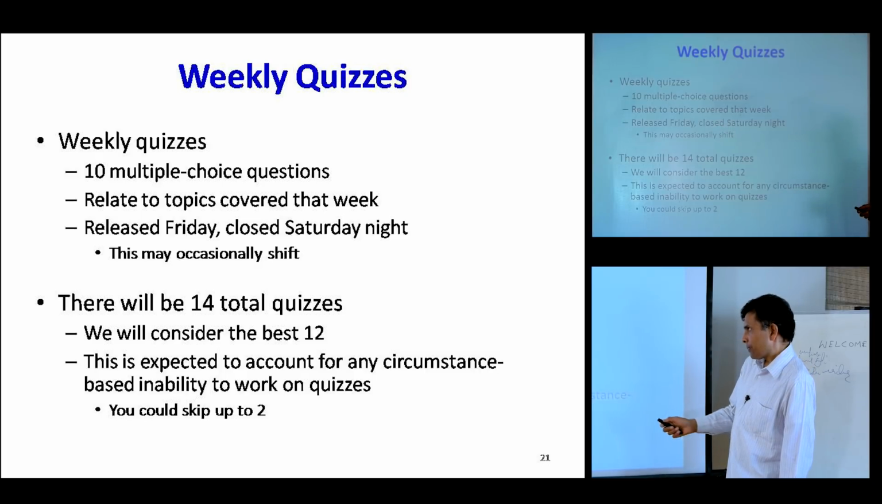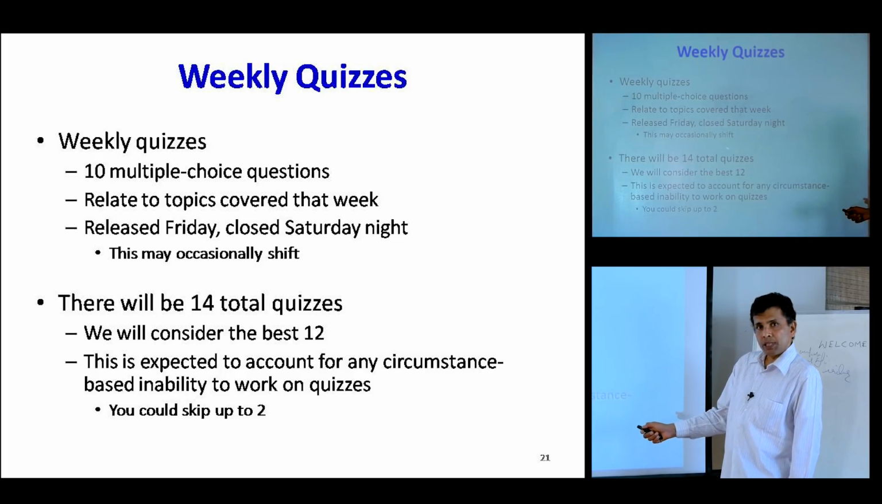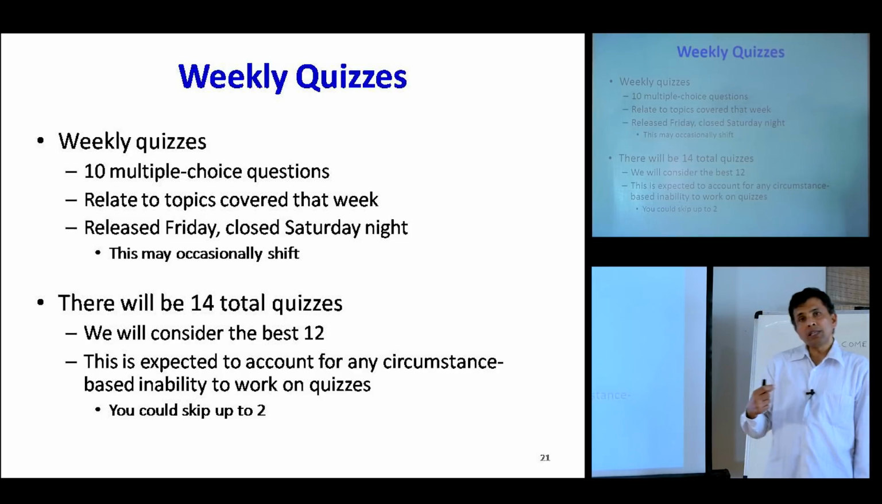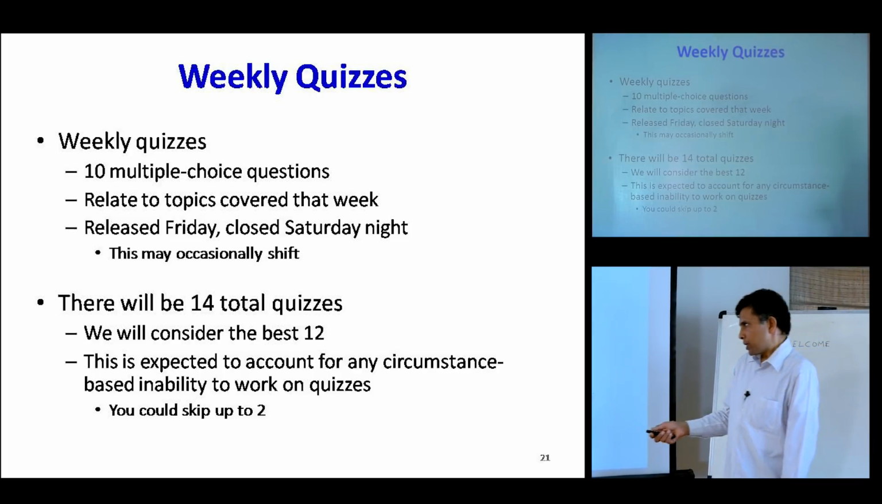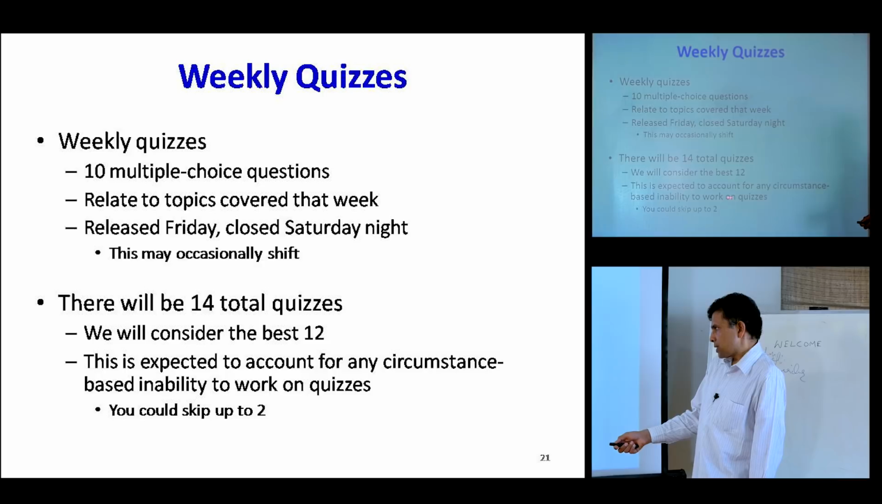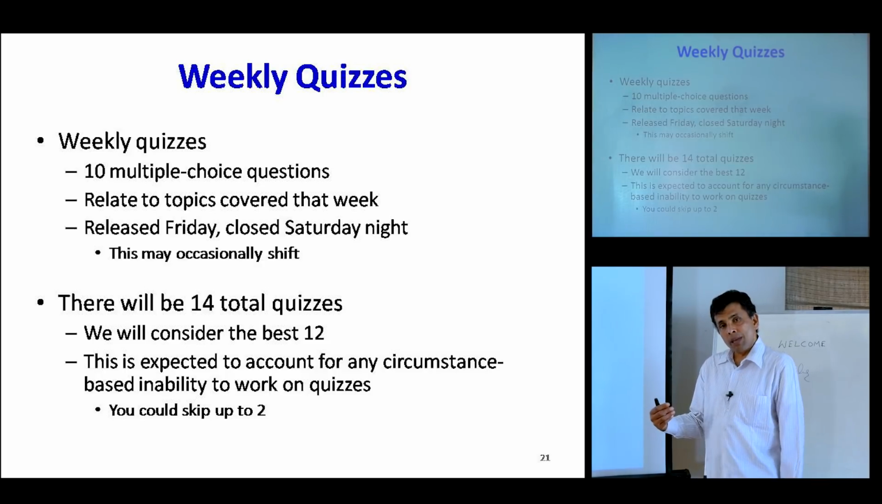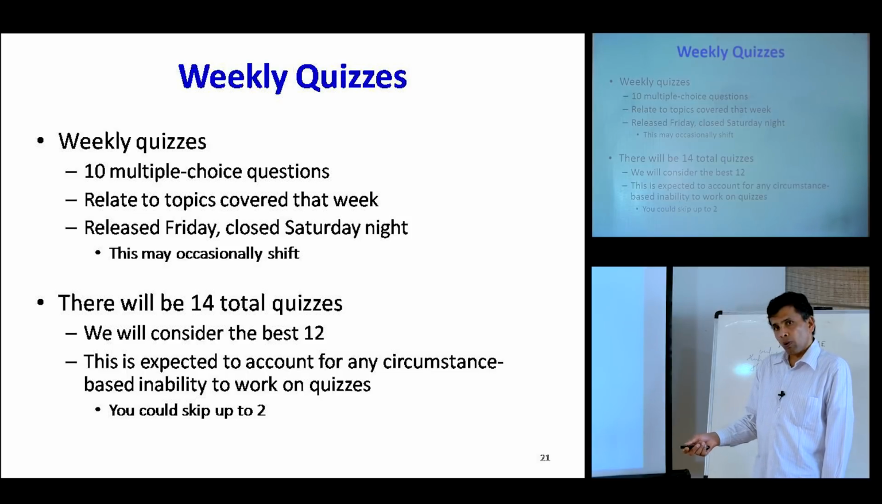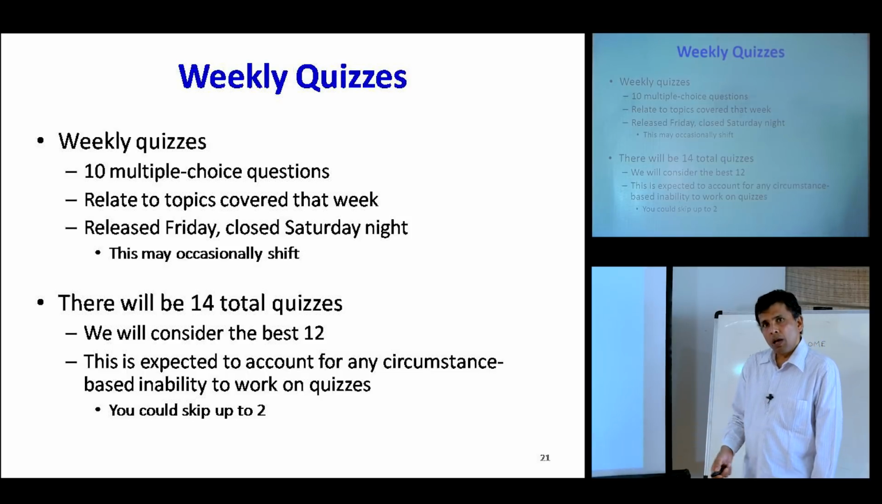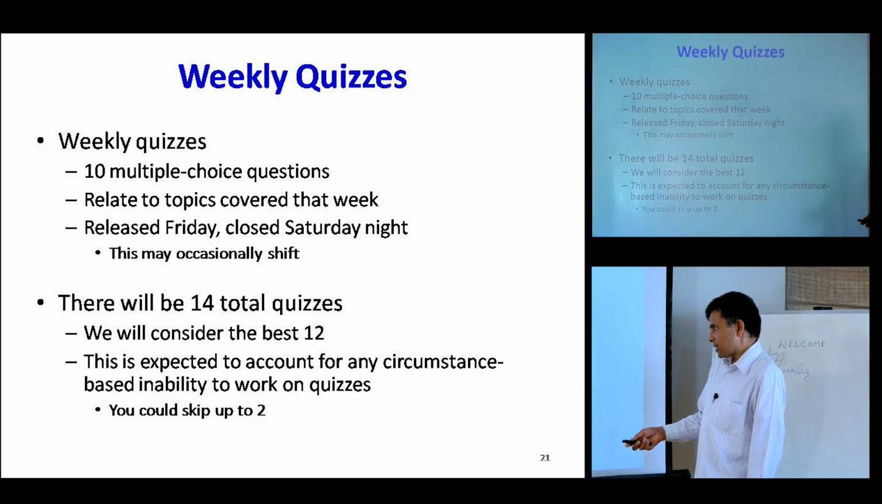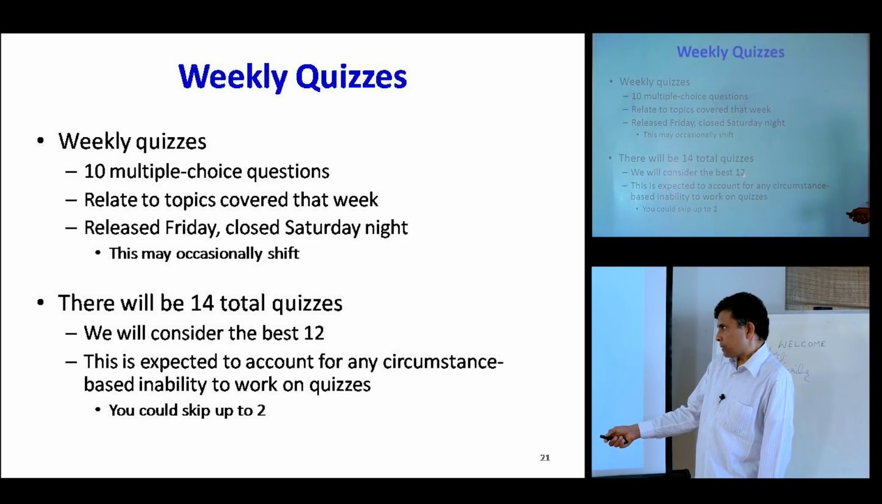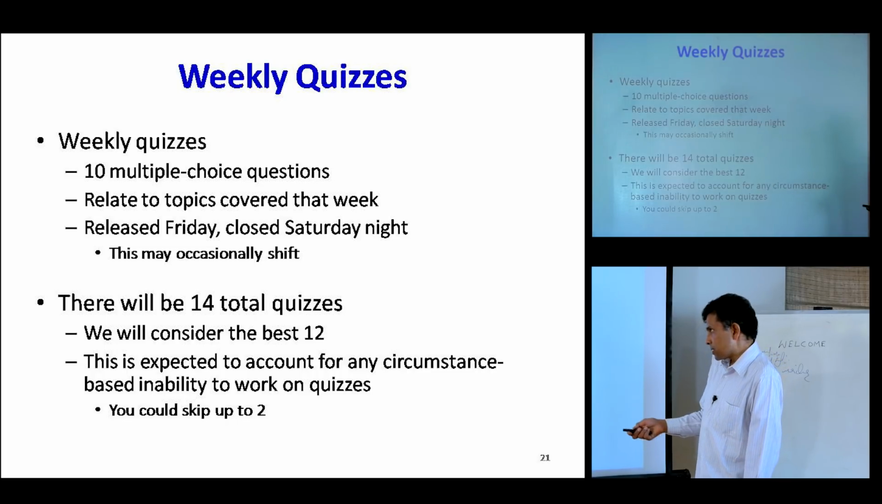Of the 14 quizzes that we will give you, we will consider the best 12 that you have scored. And this is expected to account for any circumstances which prevent you from maybe answering a quiz or 2, or maybe you just perform poorly on a couple by chance. So the best 12 of 14 is expected to help you cover up for any incidental loss of performance in the quizzes.